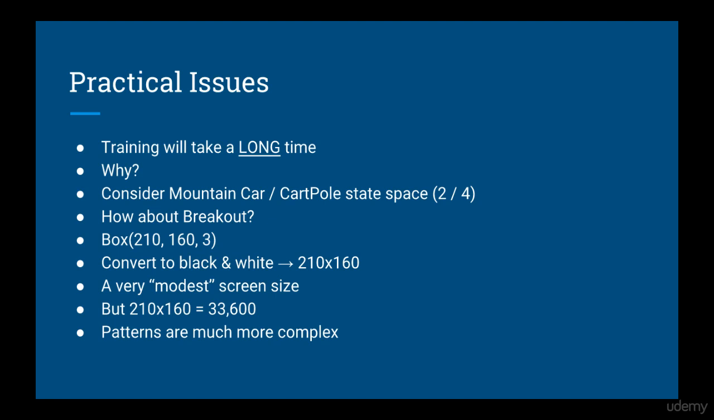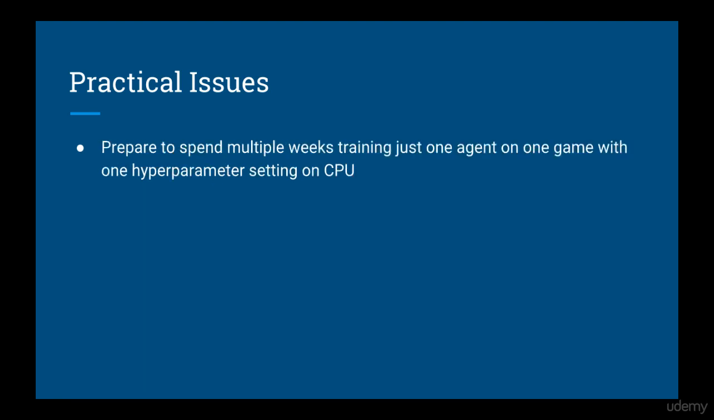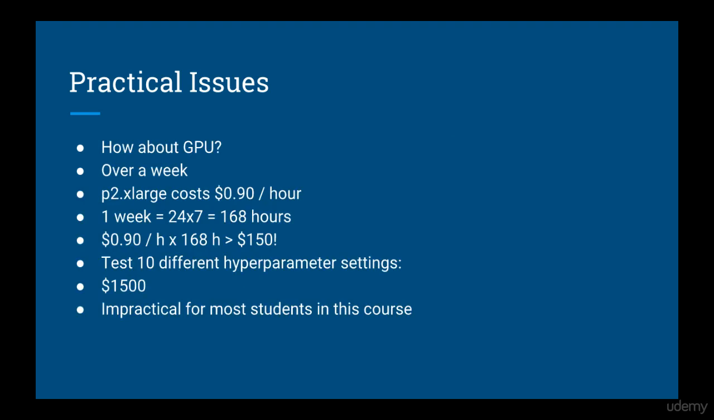So we're going from 4 inputs to 30,000 inputs into a neural network. This is going to take much longer to train, since the patterns that have to be learned are much more complex. So be ready to spend multiple weeks on just one agent for one game if you're using your CPU. Some models on even a GPU will take a week or more to train.